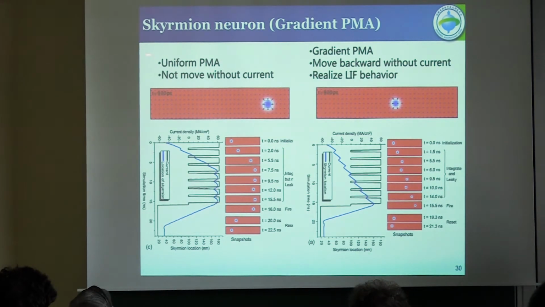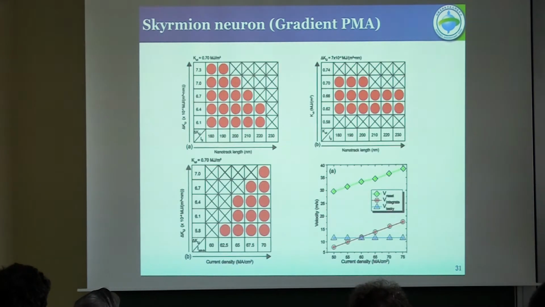So how does it work dynamically? If there is a uniform PMA, the Skyrmion will stop without current. But if there is a gradient PMA, when we send a current in the nanowire, the Skyrmion will move. And if there is no current, the Skyrmion will come back due to this gradient change. So this is the behavior, as I mentioned: this is integrate and this is leaky, and there is a distance to pass through, meaning there is a fire. So we performed some parameter studies to evaluate the speed and the behavior, how it passes or not in the nanotrack, with its geometry defined structure.